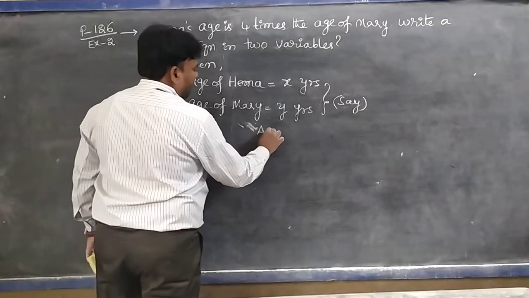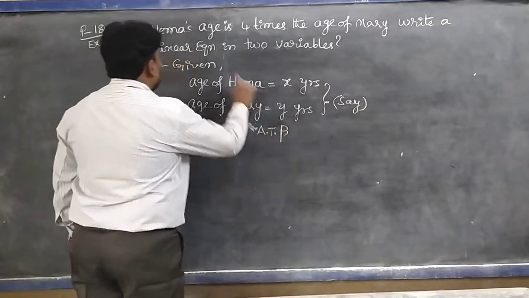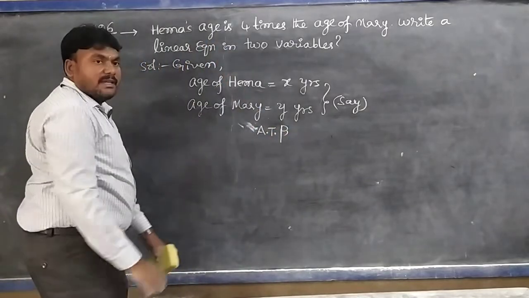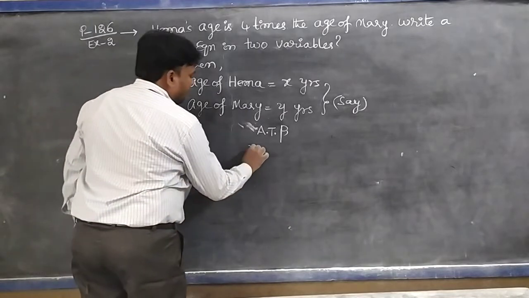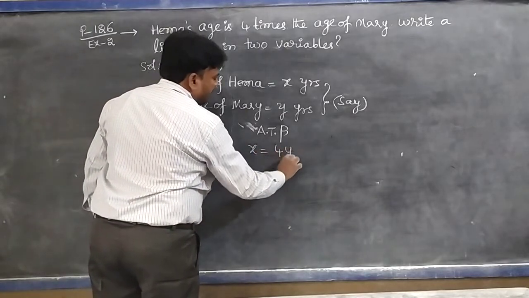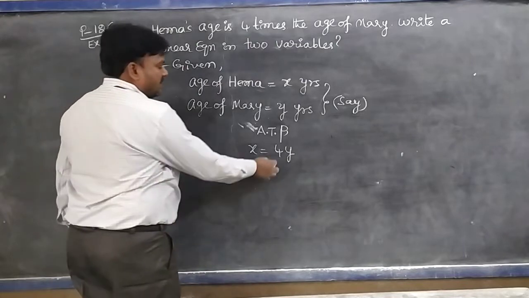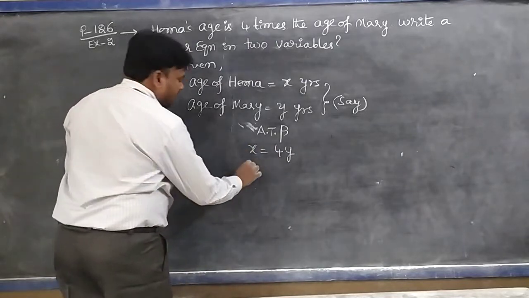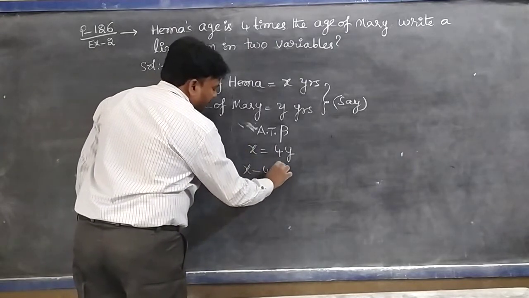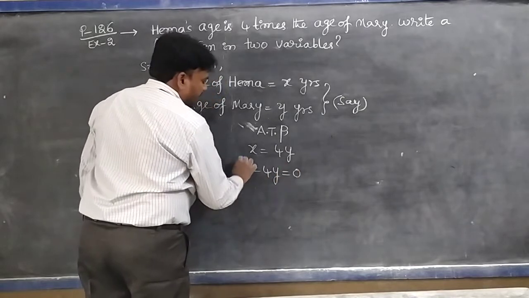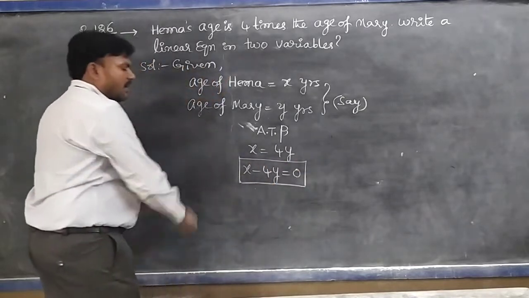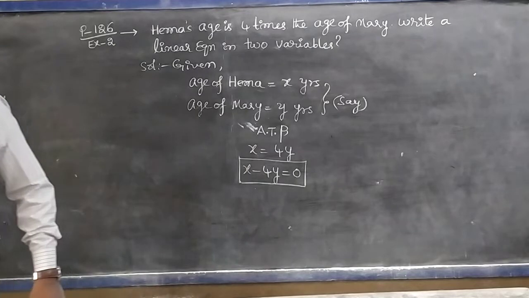According to the problem, what is given? Here observe, Hema's age is 4 times the age of Mary. That is x equal to 4y. Plus 4y transferred to the left side becomes minus. That is x minus 4y equal to 0. This is the linear equation in two variables, students.